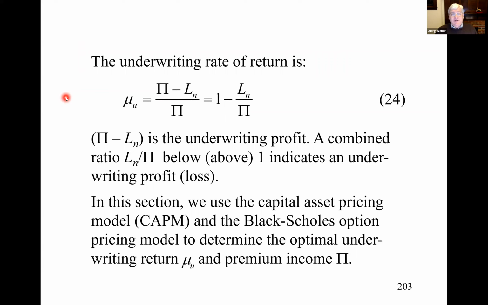Now here we have the definition of the underwriting rate of return. It's a ratio of the underwriting profit relative to the total premium income. The underwriting profit is just the total premium income, including the safety loading, minus the expenses for the insurance claims and the expenses for underwriting. So we have the underwriting profit divided by the total premium income, and this gives a percentage. So that's maybe something like 5%. So you get 0.05.